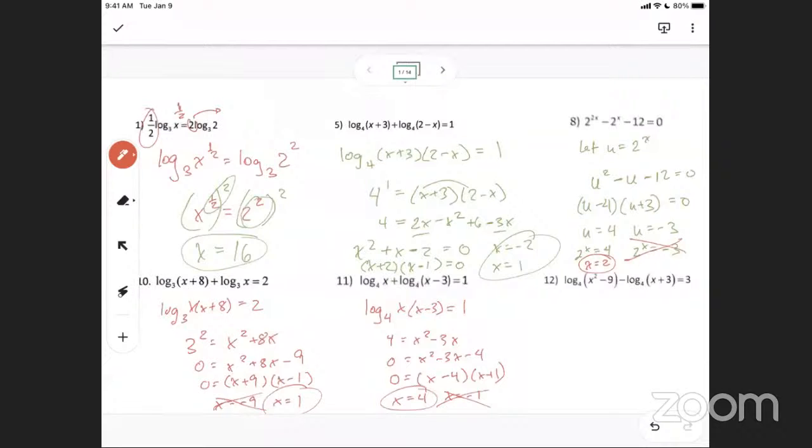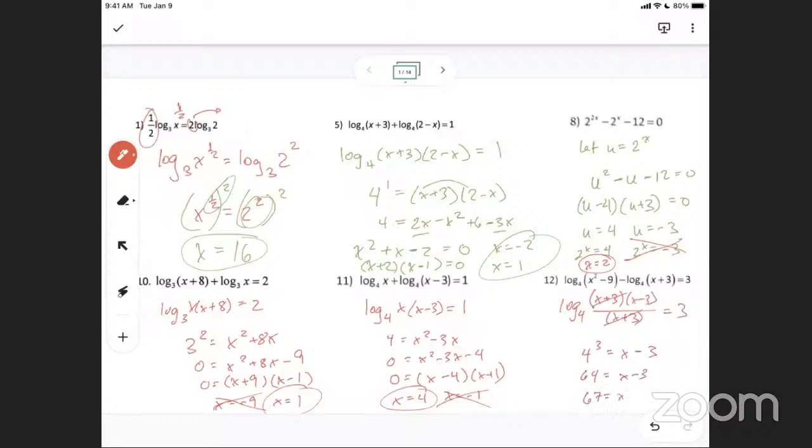Got it? What's the rule for this one? Divide. Good. So log base 4 of x squared minus 9, which is really x plus 3, x minus 3, all over x plus 3 equals 3. Let's go ahead and cancel that. So 4 to the 3 equals x minus 3, which means 64 equals x minus 3, which means x equals 67.